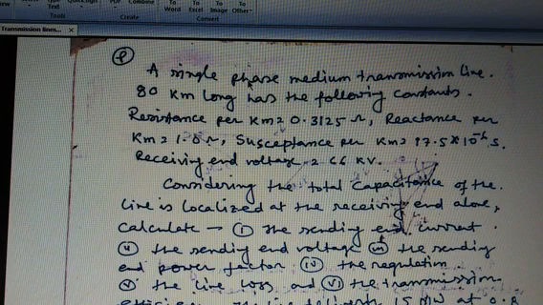Considering the total capacitance of the line is localized at the receiving end alone, calculate the sending end current, the sending end voltage, the sending end power factor, the regulation, the line loss, and the transmission efficiency. The line is delivering 15 megawatt at 0.8 power factor lag.